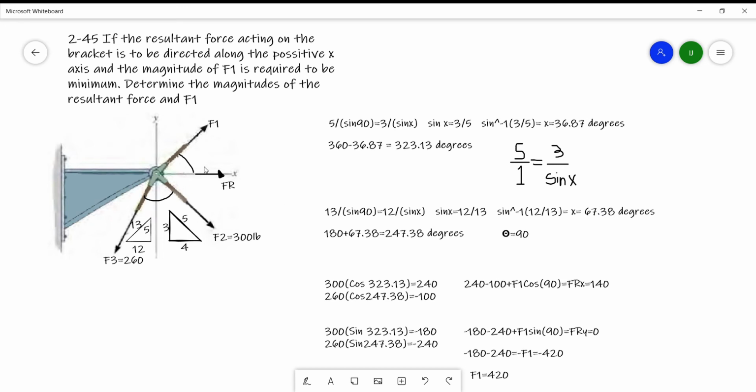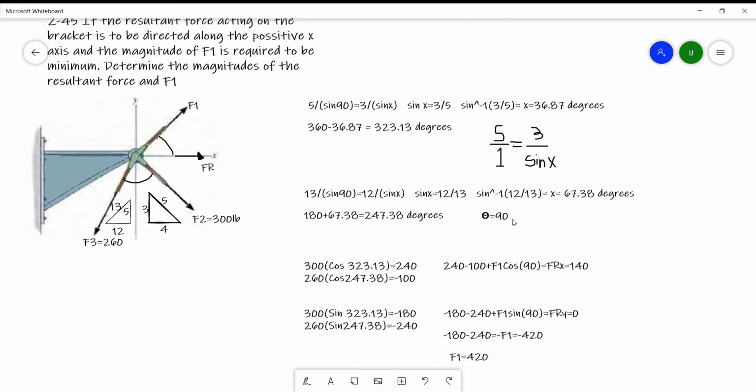And now I'm working with this angle from the 0 to here, which is going to be the summation of 180 plus what I got for my angle, which is 67.38, which is going to give me an angle of 247.38 degrees. Okay, here I have my angle represented.